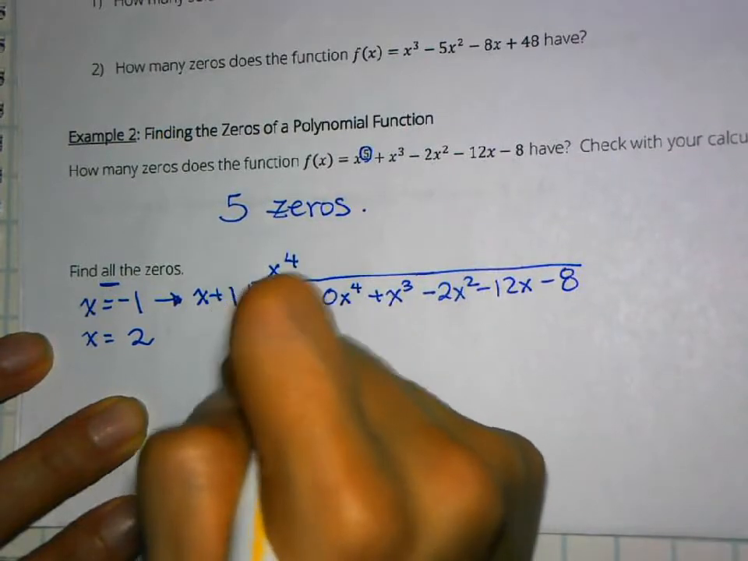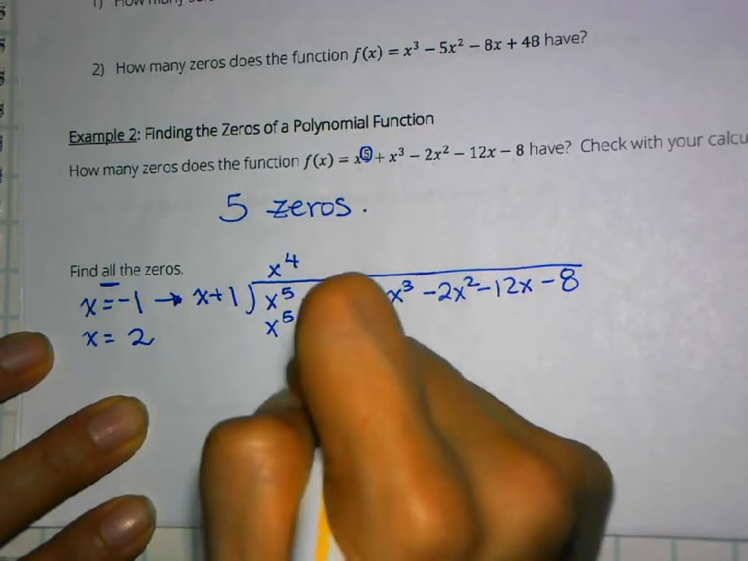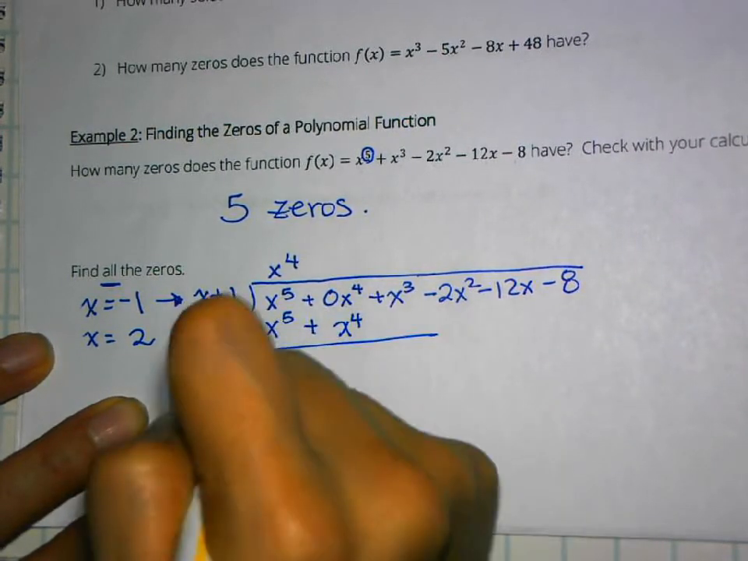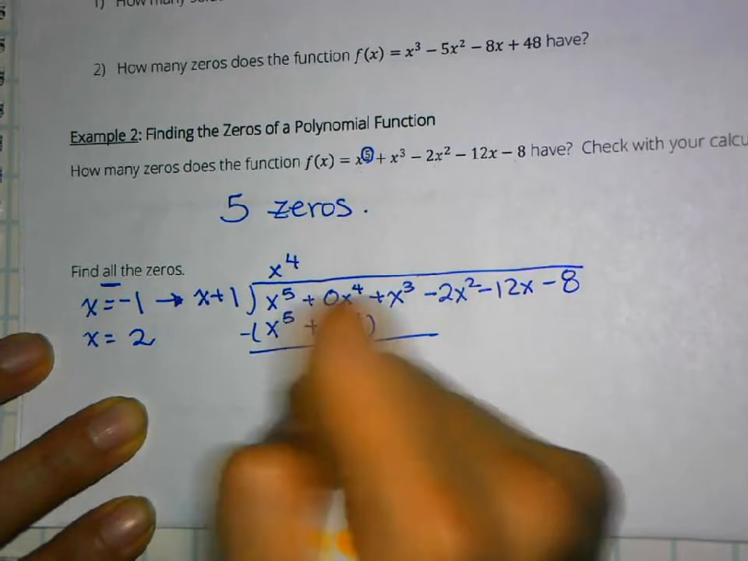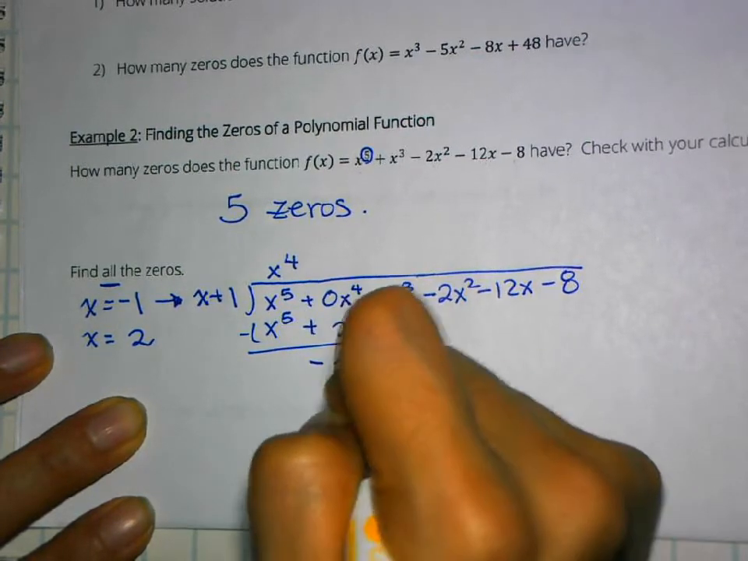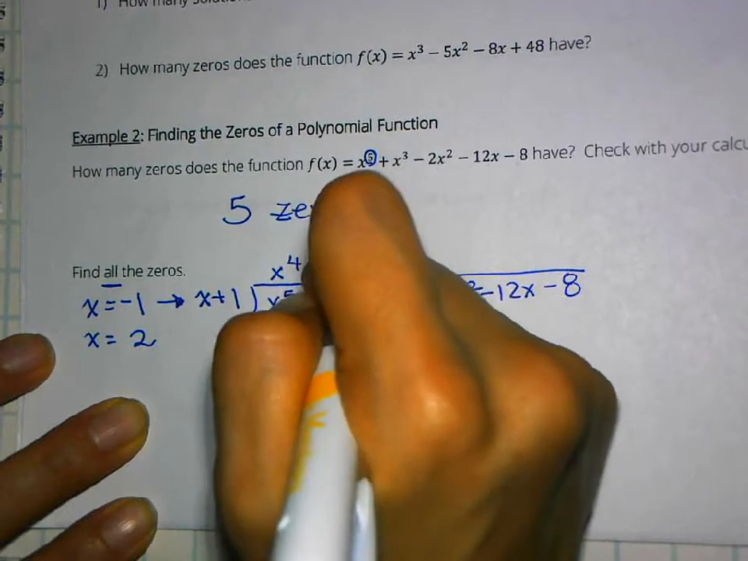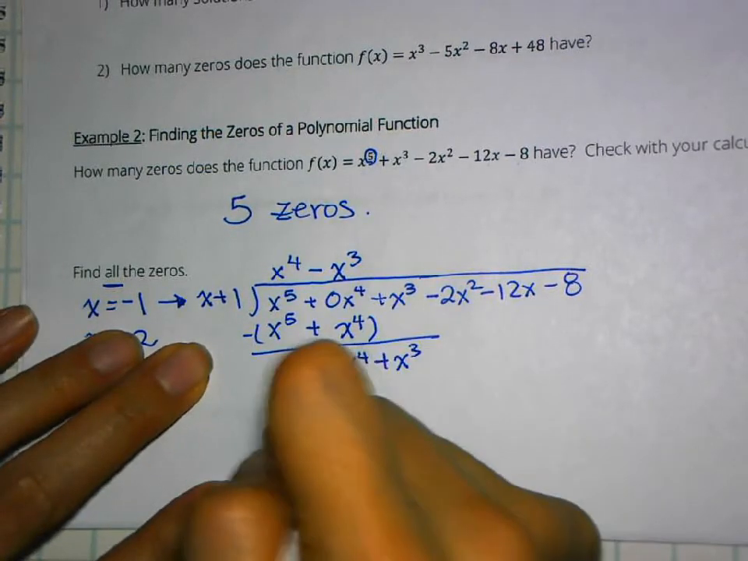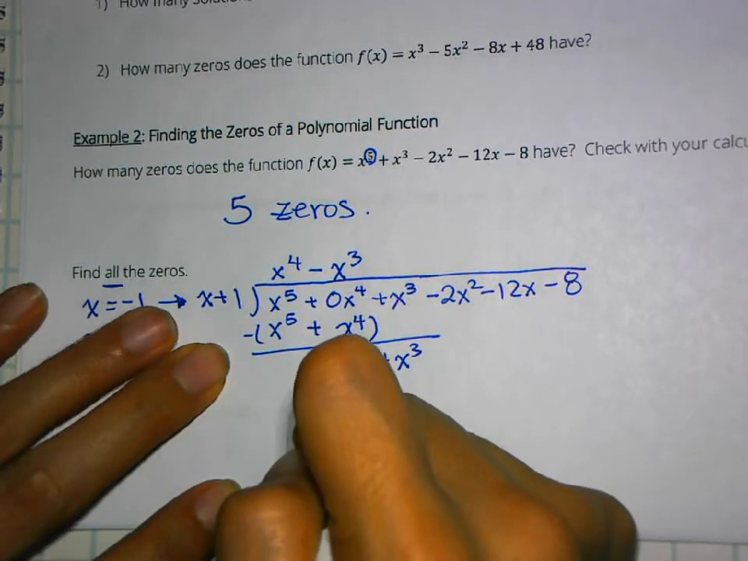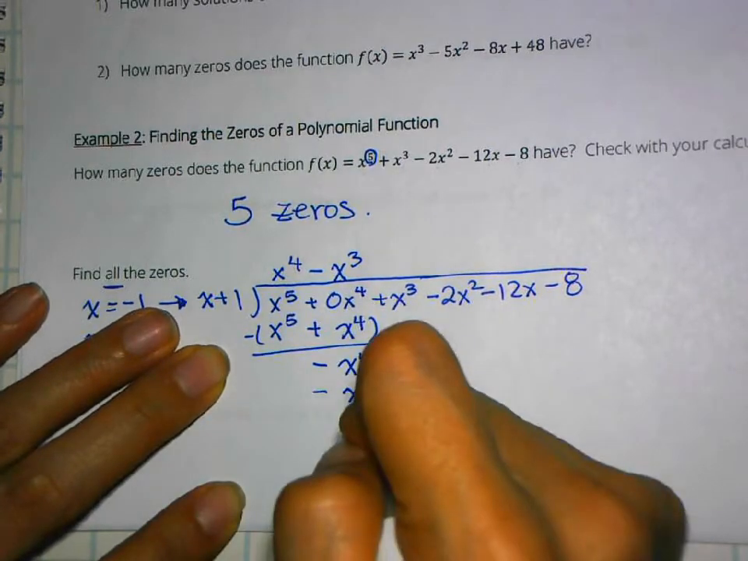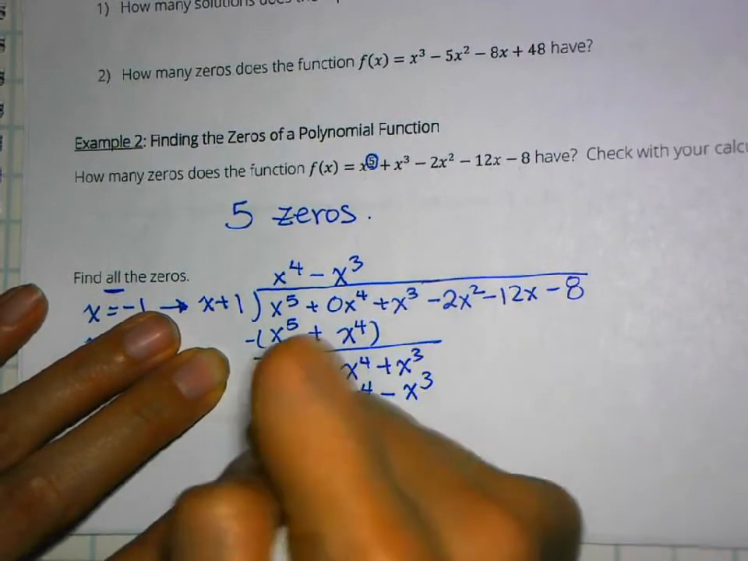That's going to give me x to the 5th plus x to the 4th. Subtract. That's going to give me negative 1x to the 4th plus x cubed. So I need negative x to the 4th minus x cubed up here.